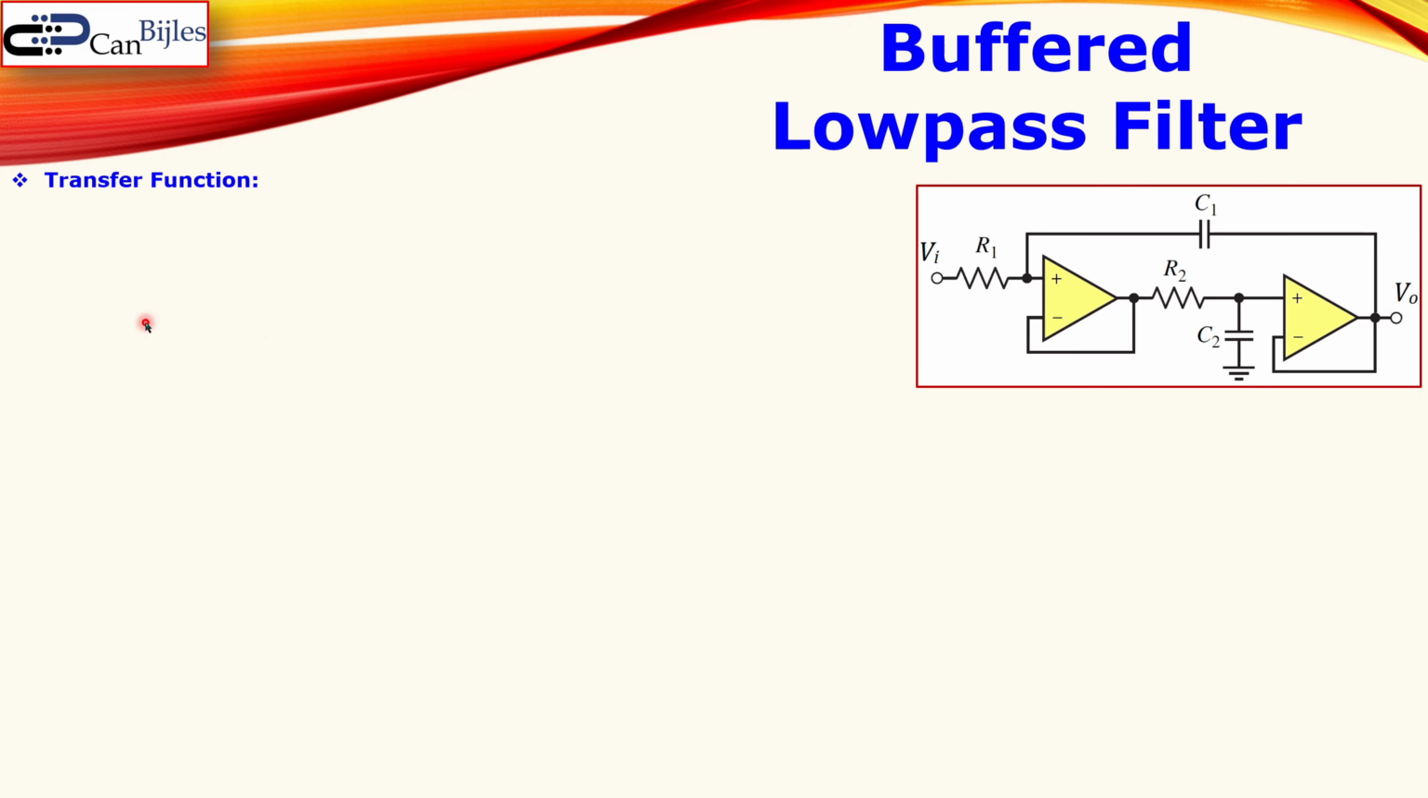The transfer function of this circuit, which is then the VO over VI, which is output divided by the input voltage, is given by this expression. You see here the product of all the components in our circuit in the numerator, divided by a second order expression, which is then S squared plus 1 over R1 C1 times S plus, and again 1 over the product of all the components in this circuit.